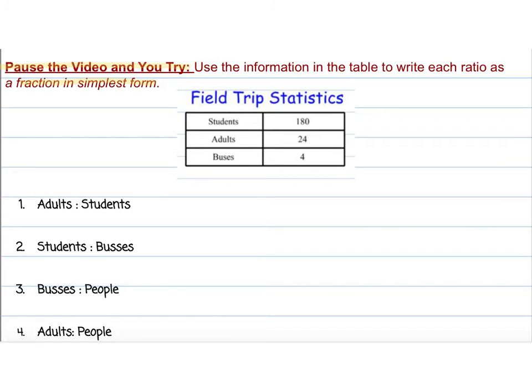So the first one, adults to students. If I look at my table, there are 24 adults. Again, that came first, so that's our numerator. There are 180 students. That came second, so that's my denominator. When I simplify, I can divide the top and bottom by 12, and when that is simplified, then that equals 2/15. So that would be my final answer. So there's 2 adults to 15 students.